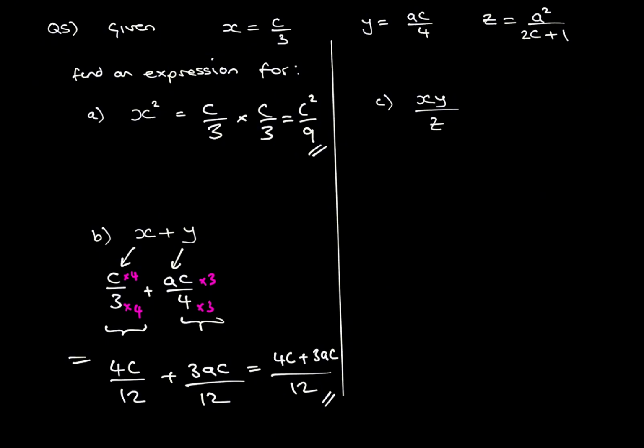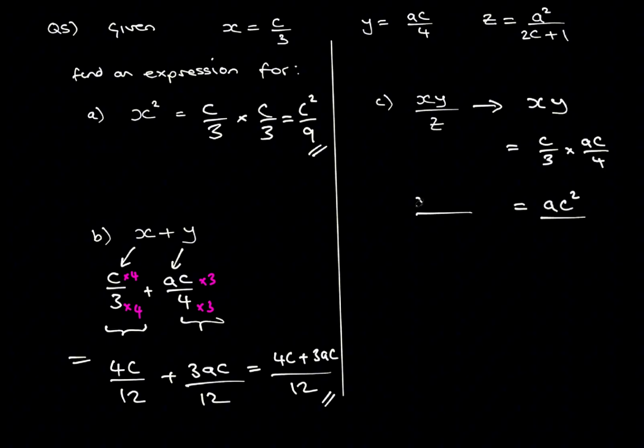If we look at the next question, x times y over z, this is asking us to do x times y first, and then we're going to divide that by z. You could do x divided by z times y, but I'm just going to follow the order that they've given it in. So xy is going to equal c over 3 times ac over 4. Just like with multiplication of fractions, we're just doing the numerator times numerator over the denominator times the denominator. So this is going to be c times ac, which is ac squared, over 3 times 4.